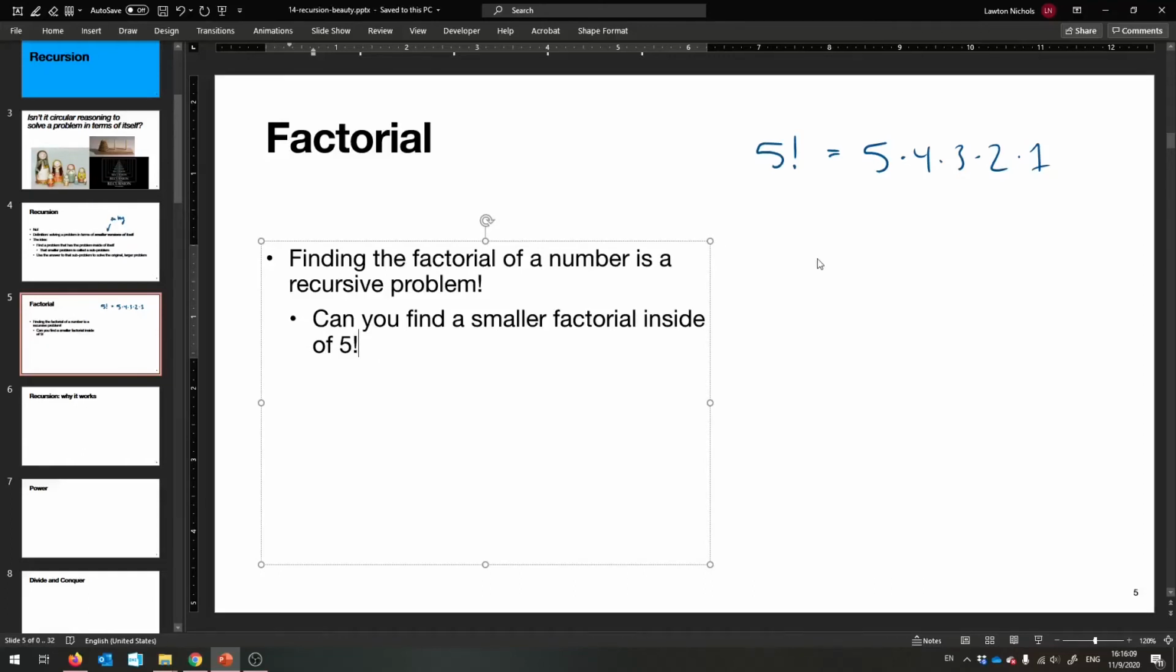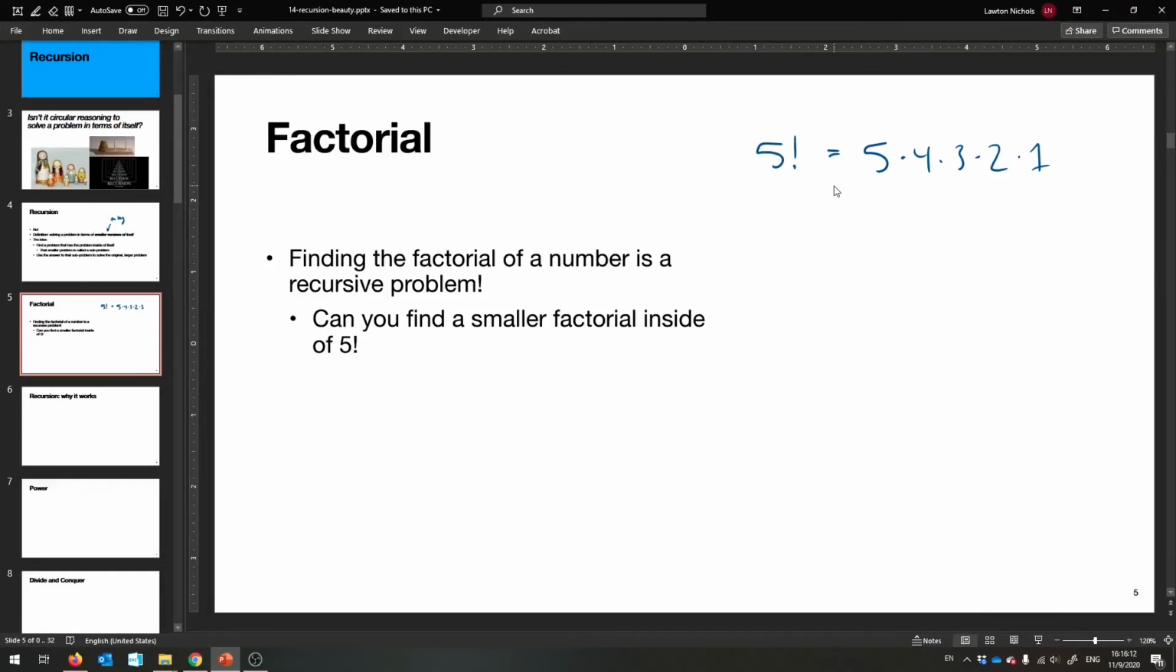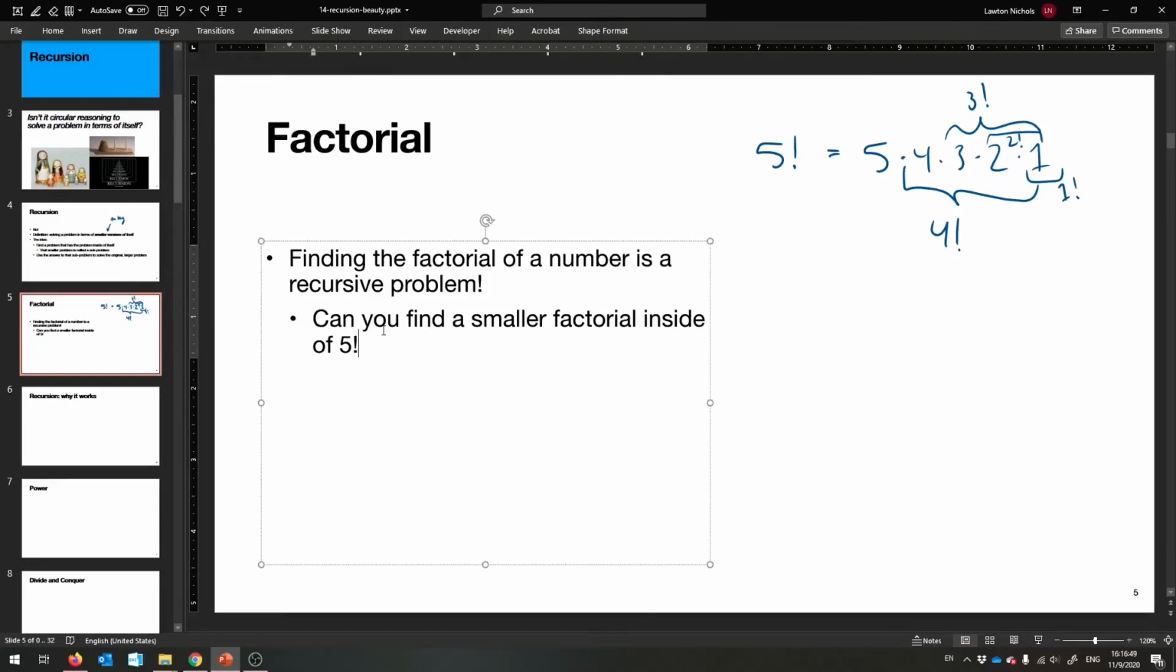Can you find a smaller factorial problem inside of this 5 factorial computation? Take a second to pause the video, see if you can figure it out. And I think, eventually, you will notice that right here, well, there's actually a few, but here is 4 factorial. Here's 3 factorial. Here's 2 factorial. And there's 1 factorial sitting right there. So I can find 4 different factorials inside of this one. Actually 5 if you include 0 factorial. We define that to be 1 in math. Well, that's beside the point. So yes, we can. It's 4 factorial.